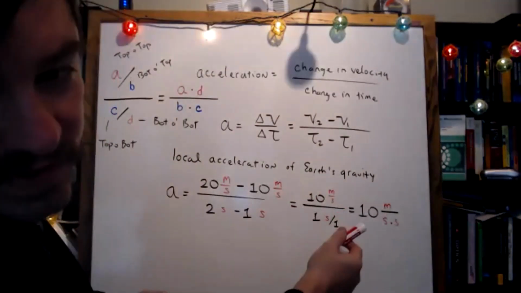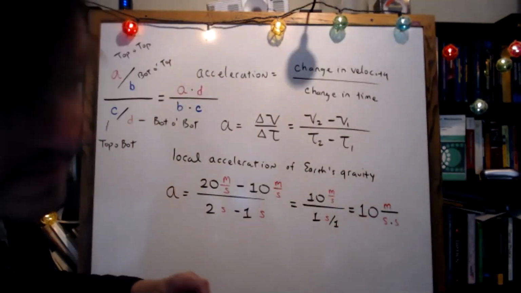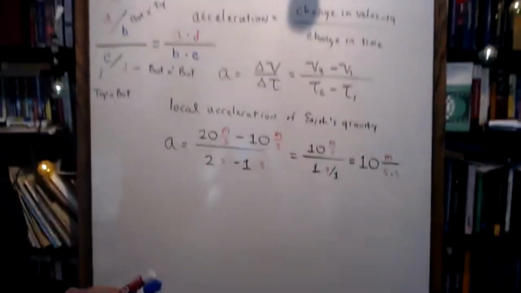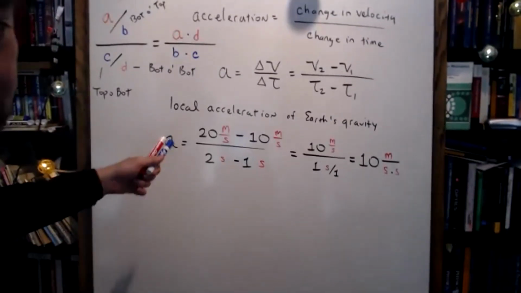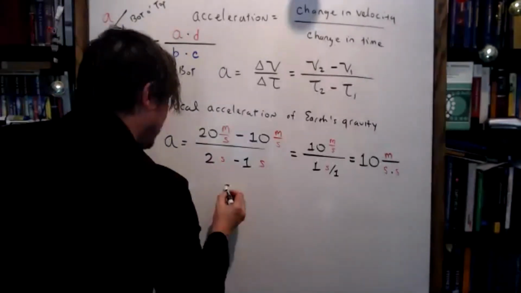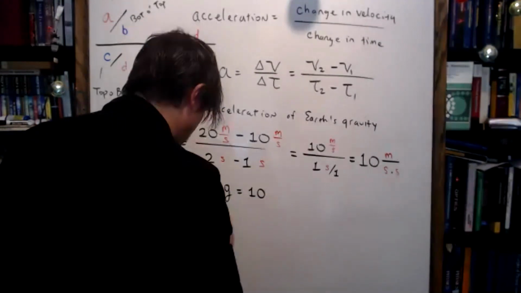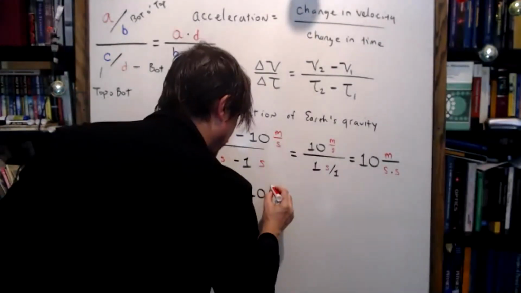And meters per second means I end up with seconds squared in the denominator. And this is such an important quantity that we give it its own special letter. We give it the letter little g. And it has a value of 10 meters per second squared.